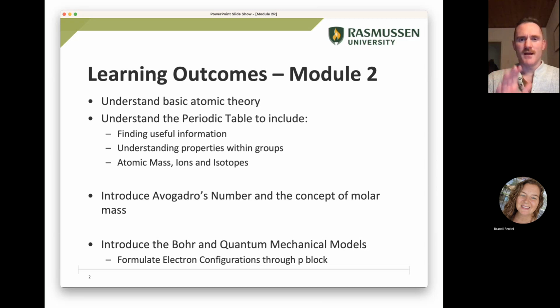So basic atomic theory, not very complicated, but really what that is going to get into is the periodic table of elements. That's the thing I really want you to take away from this class, how to use it. And then we're going to introduce Avogadro's number, which doesn't sound like anything to you now, maybe, but it will hopefully by the end of this lecture. And to introduce the Bohr and quantum mechanical models of the electron.